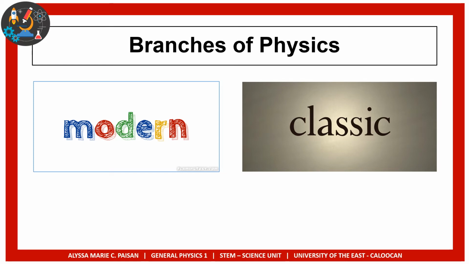Now, before we enumerate the branches of physics, let us look into the words flashed on your screen: modern and classic. Now, what comes into your mind when you hear the word modern? What comes into your mind when you hear the word classic? Why did I ask that? Because in physics, there is also a modern one and a classic one. Just as your ideas suggest, classical physics is an older kind of physics, and modern physics is a recent one, approximately started in the 1800s.